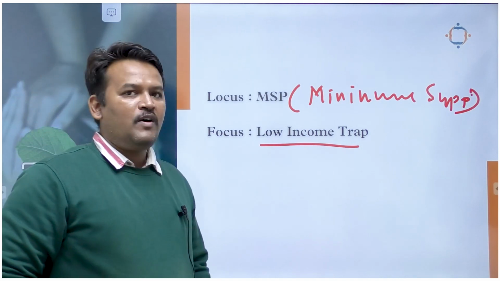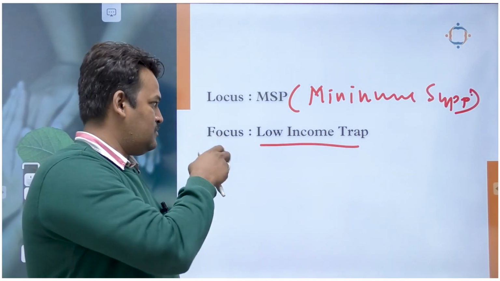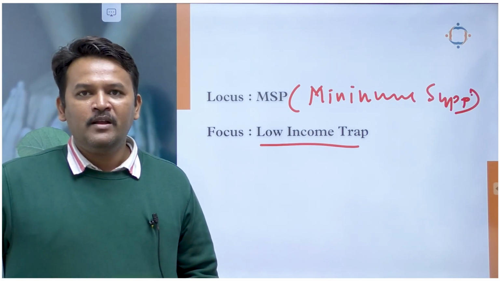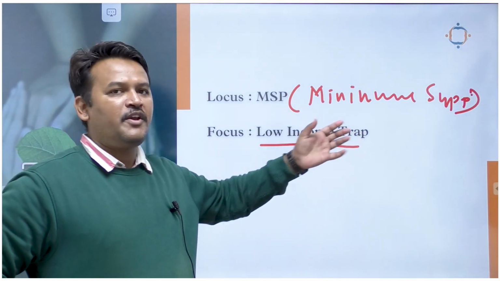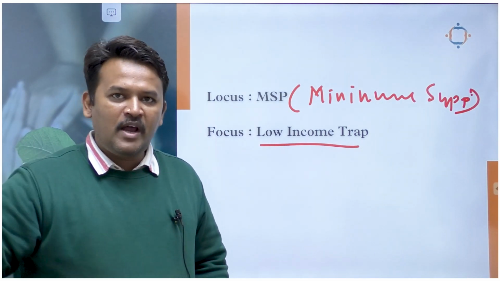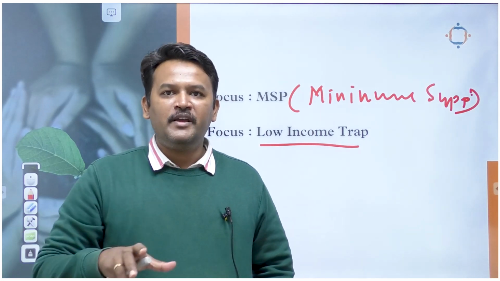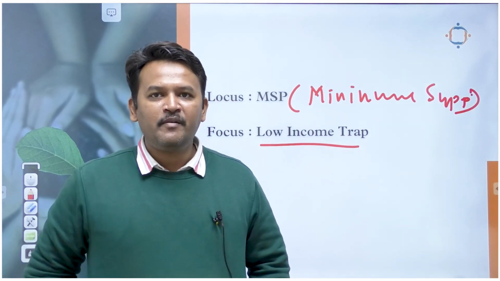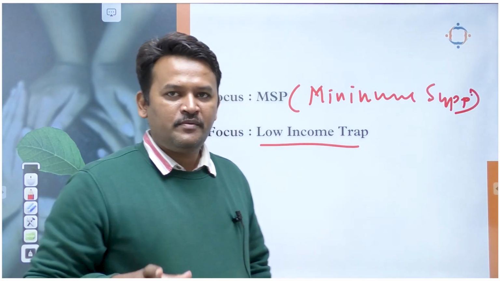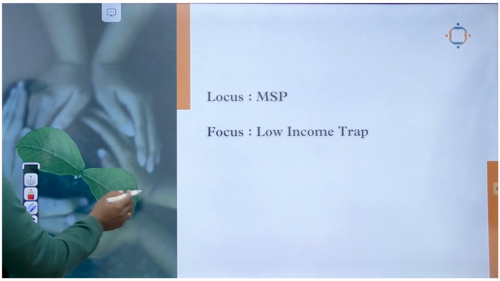Why are farmers not able to come out of this low income trap? Because there is no security for the farm produce. There are market fluctuations, right? There is no such demand and supply. No demand and supply equilibrium can be found in the agricultural sector, right? So these are the major issues we are going to address in this question.